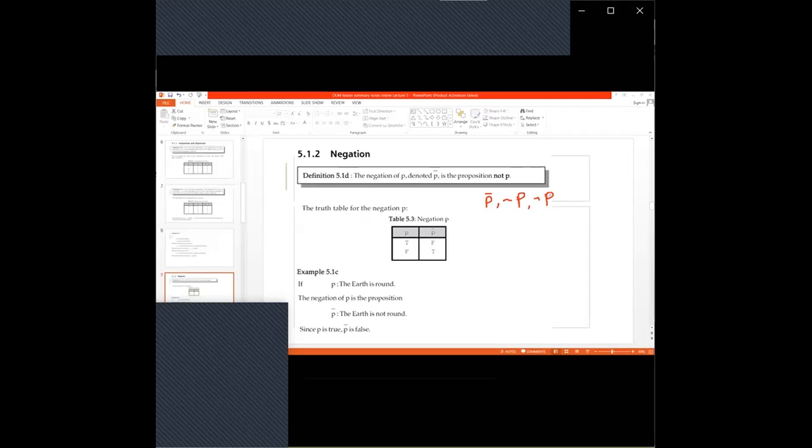And it simply means not P. If P is true, then not P will be false, and if P is false, not P will be true. So if P is "the earth is round," then the negation will be what? The earth is not round, which will be a false statement, given that P is true.